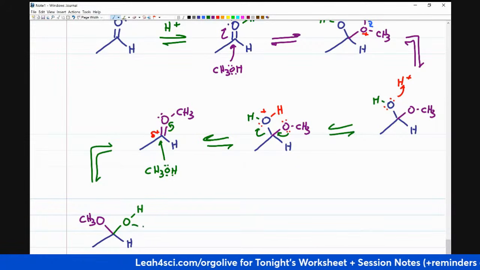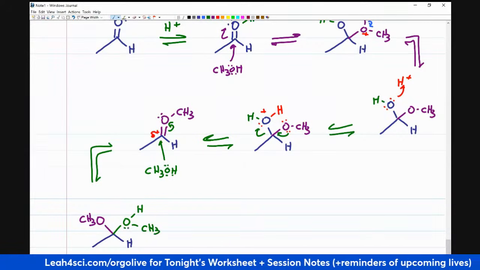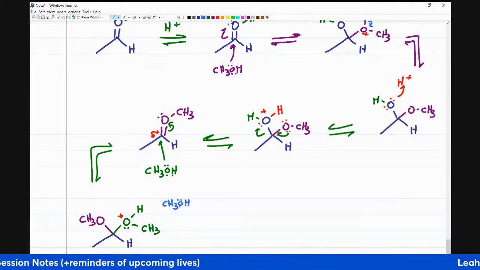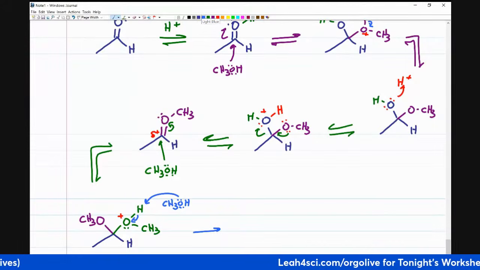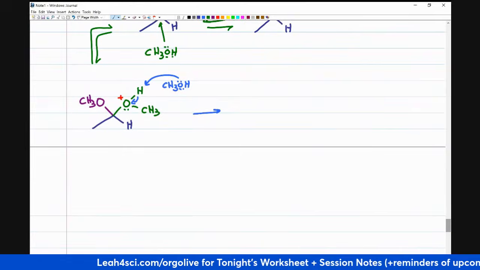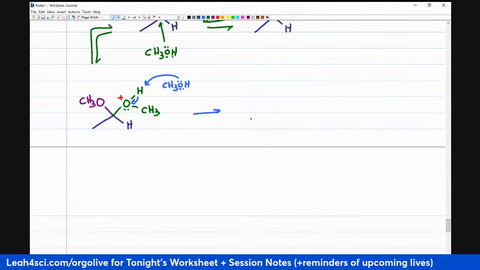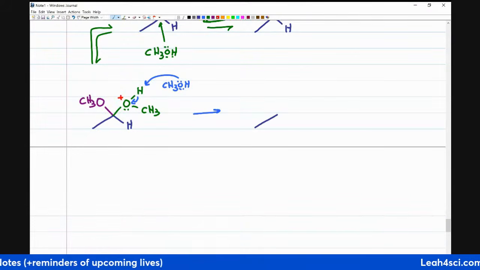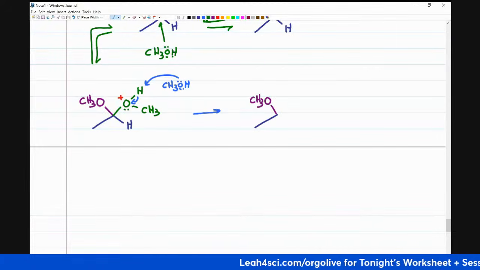Now I have an H, a CH3, lone pair, positive charge. And so we bring another alcohol in solution to deprotonate. And boom. That brings me to my final product, which looks like this. We no longer have to show this hydrogen because we don't show that in line structure. It's no longer on an aldehyde. I have an OCH3 here and an OCH3 here.